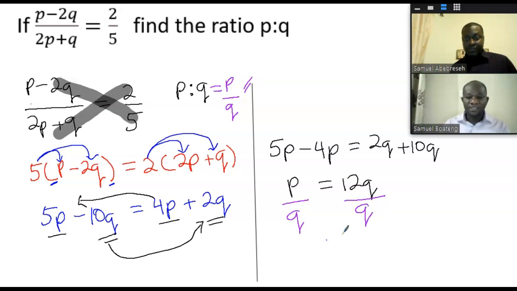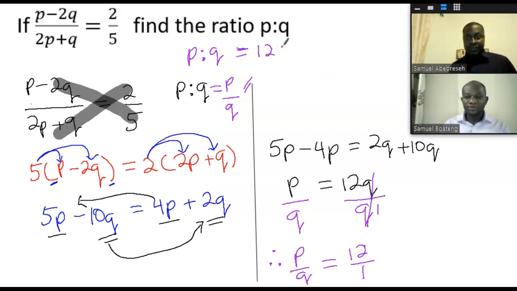Okay, here kg will cancel kg, leaving 1 here. So you have p on kg equal to 12. Now we were asked to find p is to kg. That is the ratio, so we need to rewrite this in that form. So p is to kg becomes 12 is to 1.